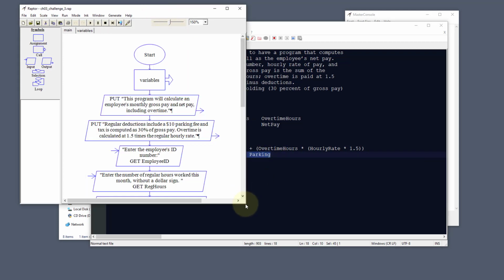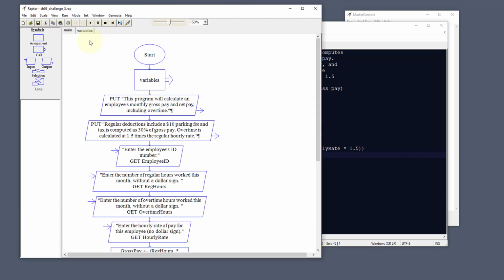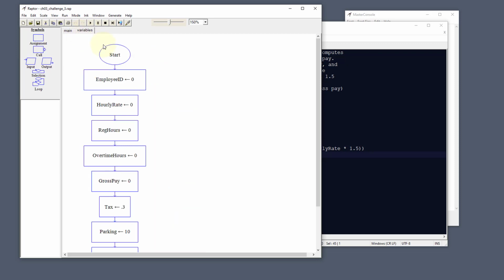So let's take a look at this program and how it's laid out. Same thing we've done in challenge number 2. We're going to set our variables on another subchart here.